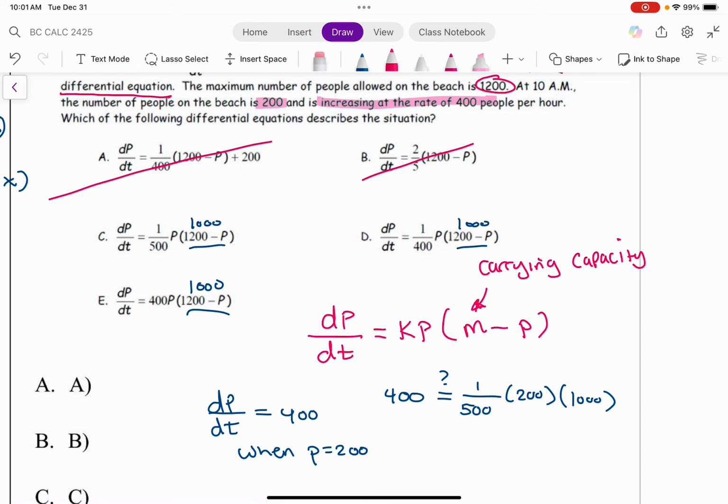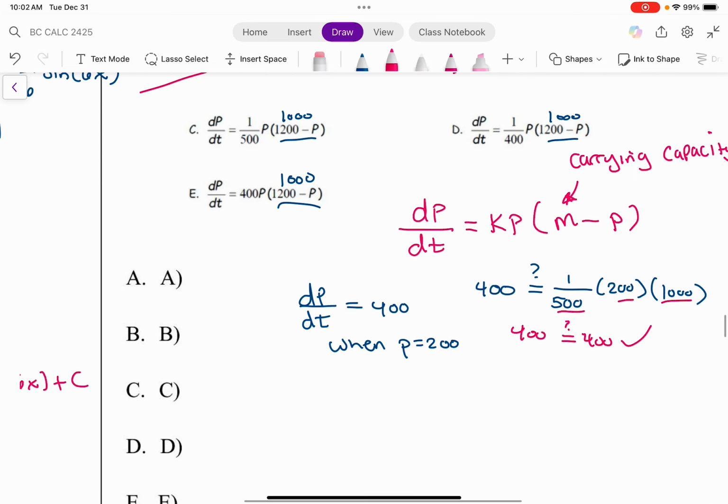All right, 1,000 divided by 500 is 2, times 200 is 400. Okay, so we happened on the right answer on our first choice, which is great. But just notice if it was wrong, you'd keep plugging in and testing the other ones.